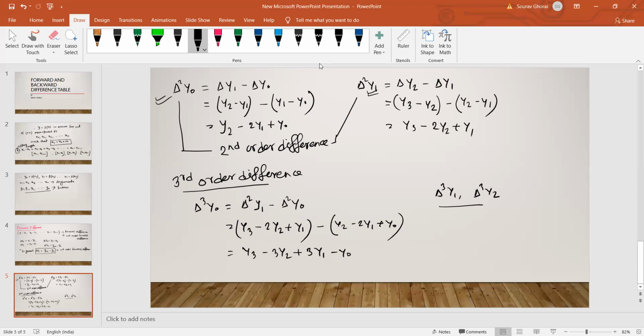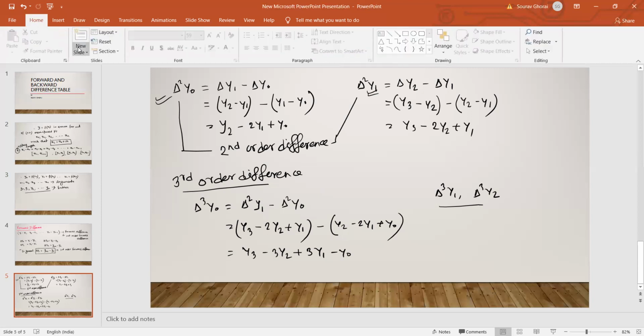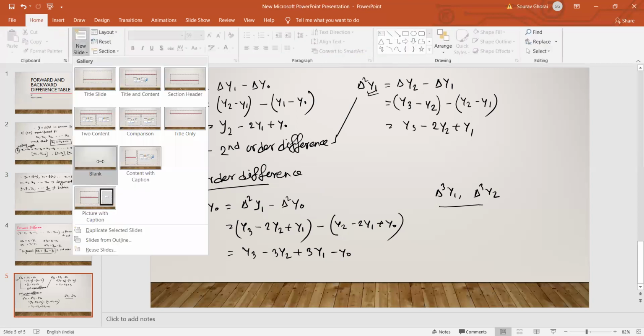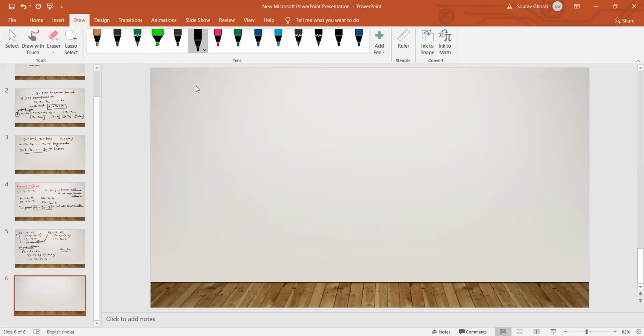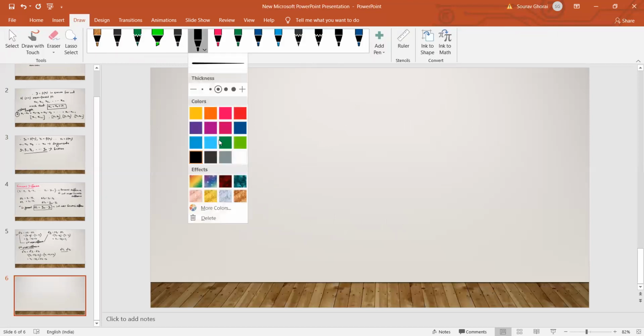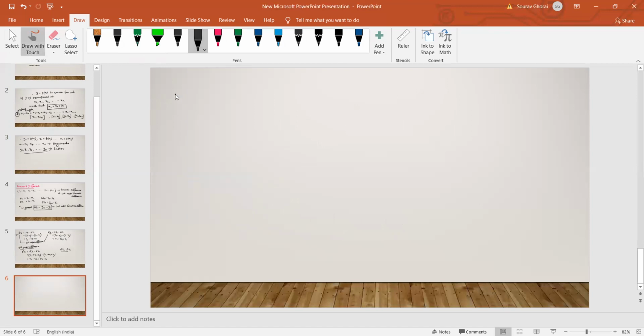So you will try it. Now I am going to discuss how we write it in functional form. In the functional form, we can write del f of x is equal to f of x plus h minus f of x.